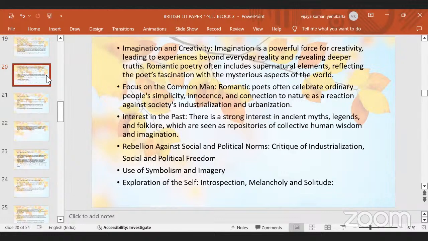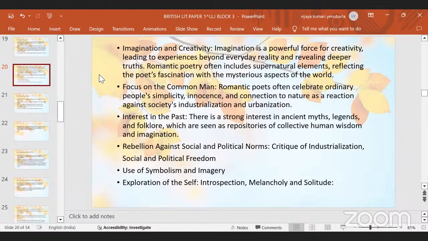Imagination and creativity. Imagination is a powerful force for creativity, leading to experiences beyond everyday reality and revealing deeper truths. Romantic poetry often includes supernatural elements, reflecting the poet's fascination with the mysterious aspects of the world, aspects of nature. What is nature holding for us? What lessons do we have to take from nature? What kind of beauty do we have to enjoy from nature? What is the truth that is going to be revealed if we observe nature? So these things became interesting during this romantic era.